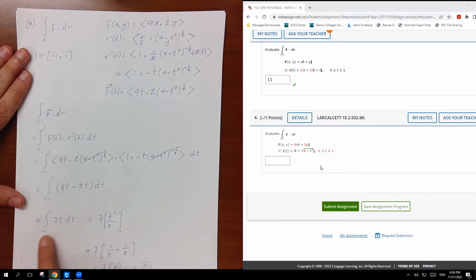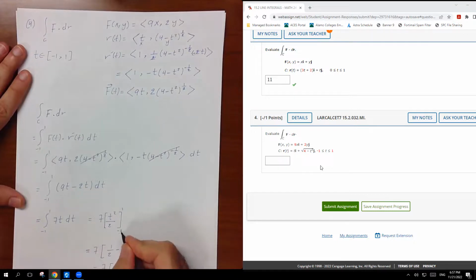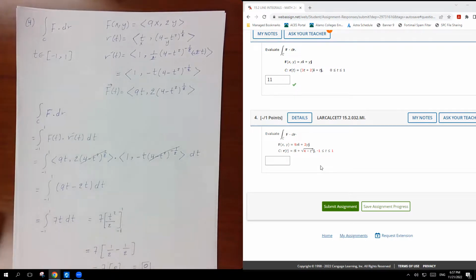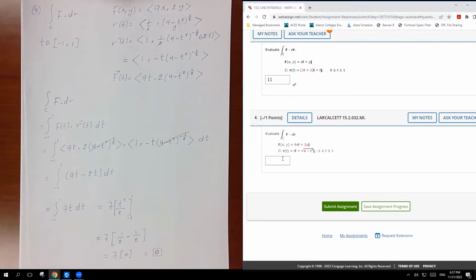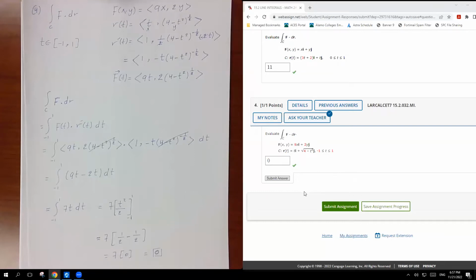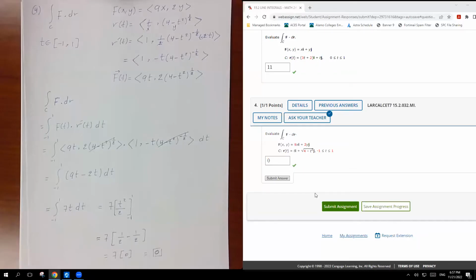And the integral from negative 1 to 1. So it's going to be t squared over 2 from negative 1 to 1. And then it's going to be 7 times, half minus half, which is 0. 7 times 0, so the result is going to be 0 for this example. So plug in 0. That's it for this section. This is the whole thing for section 15.2.